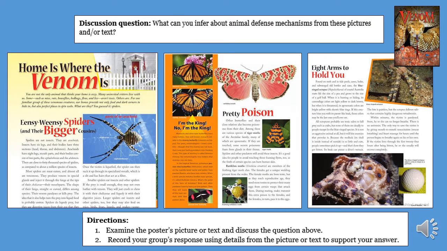Here are 3 pages from the book Venom that your teacher will be reading out loud to you. The page Home is Where the Venom is about spiders. Pretty Poison, about butterflies. And 8 Arms to Hold You, about octopi. Your job is to examine each picture and think about the question above. What can you infer about animal defense mechanisms from these pictures and or text?